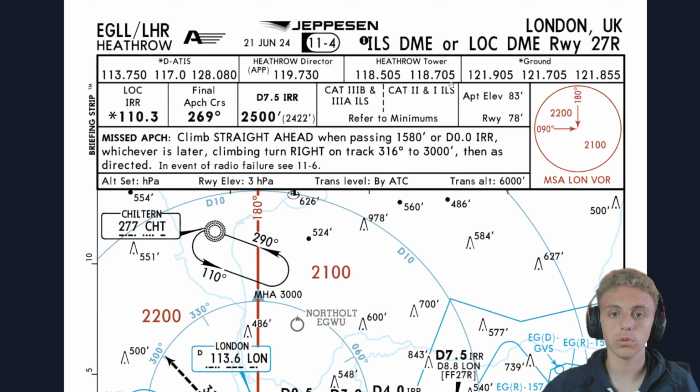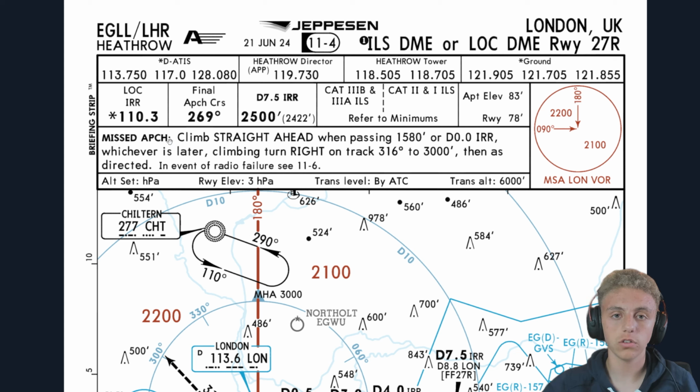2 frequencies to split the workload for Heathrow Tower. And Heathrow Ground over here, all of these are likely for different aprons, because many large airports have different ground frequencies for different aprons, and to split the workload as well.